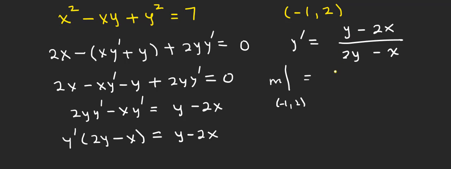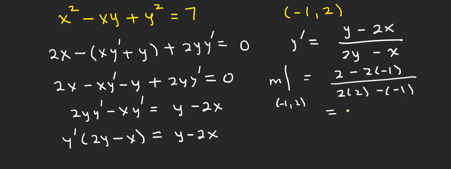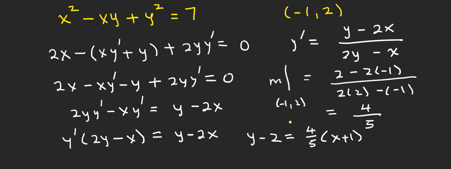You get 2 minus 2 times negative 1 over 2 times 2 minus negative 1, which is, that becomes 4, and that becomes 4 plus 1, which is 5. So the slope of the tangent line is 4 over 5. So it's going to be y minus 2 equals 4 over 5 times the quantity x plus 1. That will be the equation of the tangent line.